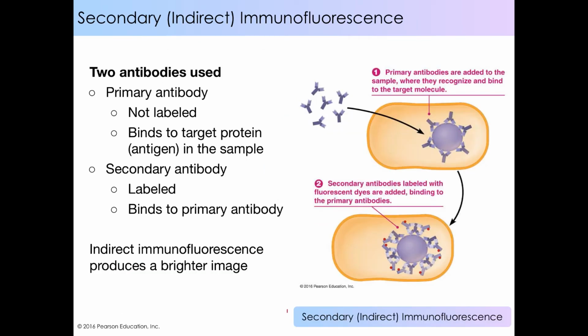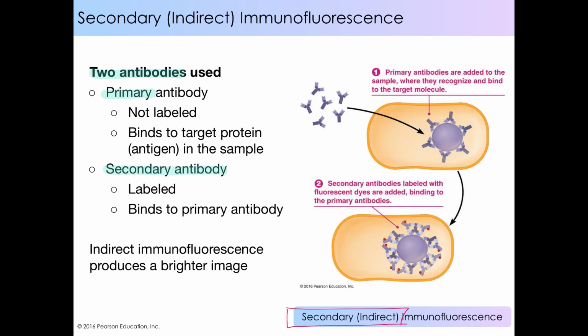On the other hand, in secondary or indirect immunofluorescence, two antibodies are used instead of one. The first antibody, which is unfortunately known as the primary antibody, is an antibody that binds to the antigen, as you can see here, but it does not have a fluorescent label. So we can't see anything if we just use the primary antibody. So this means that in order to visualize where the primary antibody has bound, a second antibody, which is known as the secondary antibody, has to be used. And this antibody has a fluorescent label.